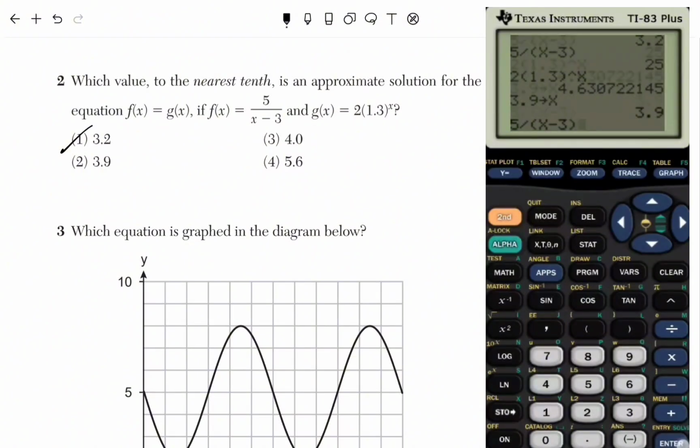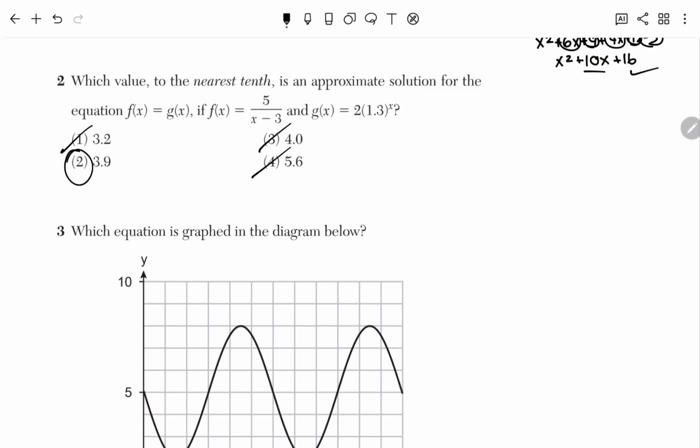And then we're going to do 2 times 1.3 to the x. And we're going to get 5. So for 5 divided by x minus 3, we get 5.55555. For 2 times 1.3 to the x, we get 5.56. We can see that if we round the answer for the first equation, for f of x, we're going to get 5.6. And for g of x, we also get 5.6 when rounded. So we know this matches.